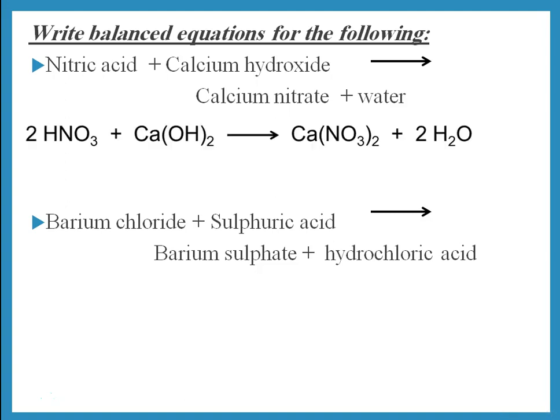So nitric acid, again, nitric acid is HNO3. Calcium hydroxide, to give calcium nitrate plus water. Remember that even if they don't tell you to balance, a symbol equation has to be balanced. You cannot write a symbol equation without balancing. How do we balance? We count on both sides of the arrow.